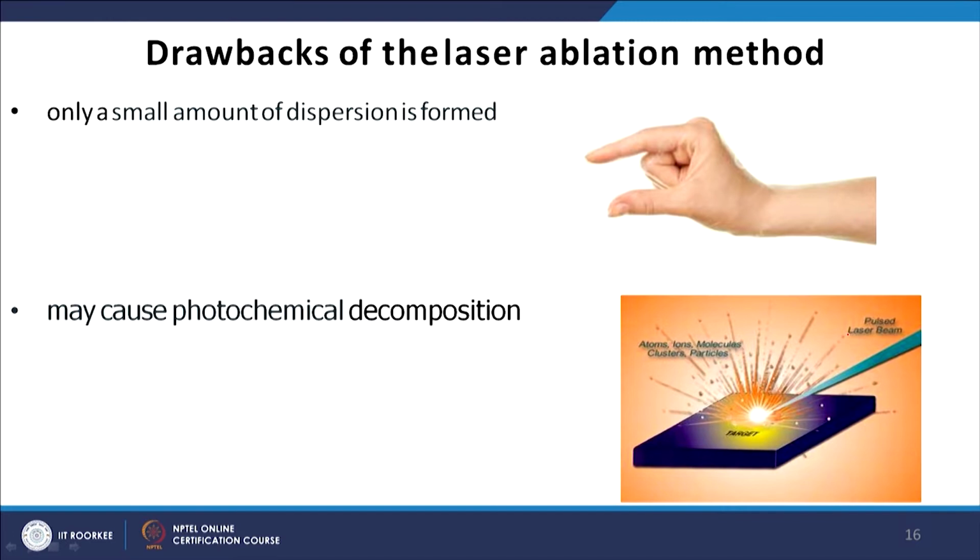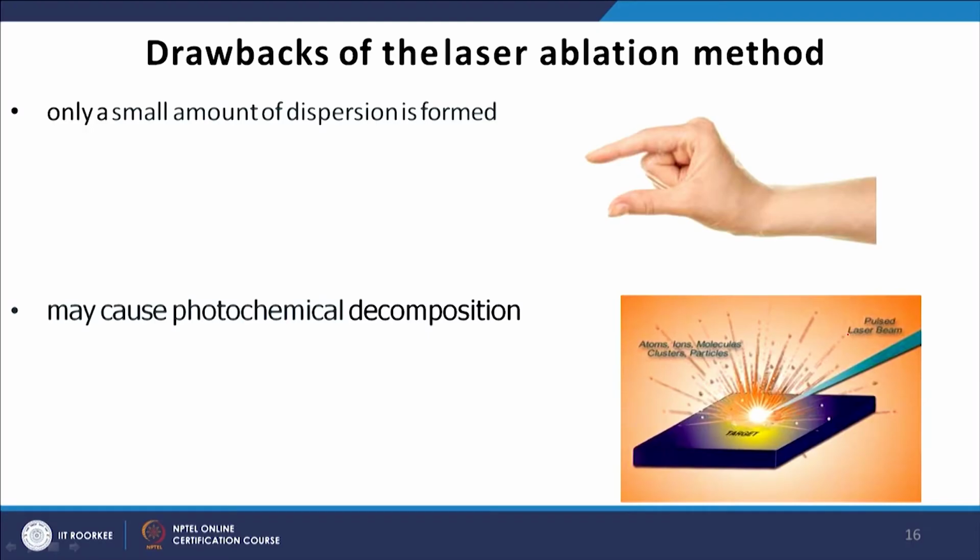Now, what are the drawbacks of the laser ablation method? First of all, only a small amount of dispersion is formed. Since we focus the laser beam on the solution, how many particles will be formed depends on the beam diameter and the expansion of the beam. So, we cannot make a large amount of particles by this method, and it may cause photochemical decompositions. Some materials are susceptible to chemical degradation, and once you expose them to light, light-induced degradation can also be prevalent. So, this method is also limited to certain materials. You cannot use any material; we have to make sure that the material is photostable.